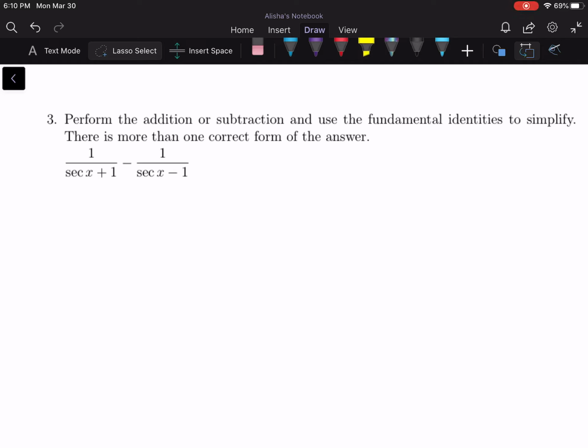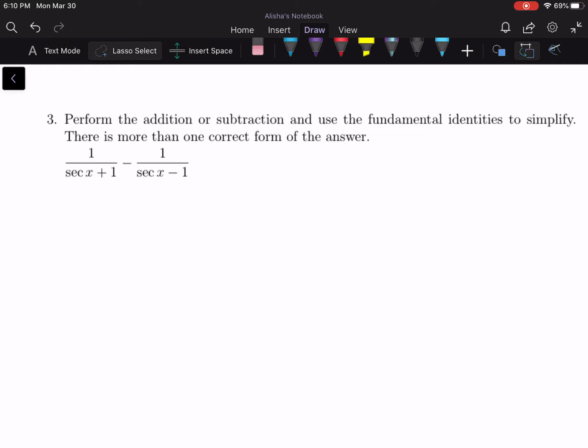All right, next let's look at question 3. Question 3 says perform addition or subtraction and use fundamental identities to simplify. There's more than one correct form of the answer. So question 3 has a similar feel to both parts of question 2.